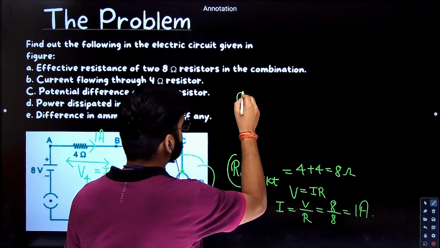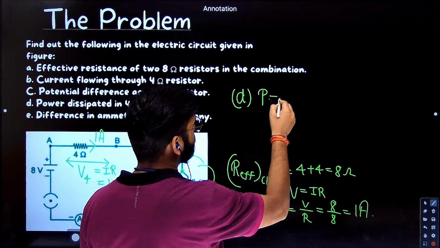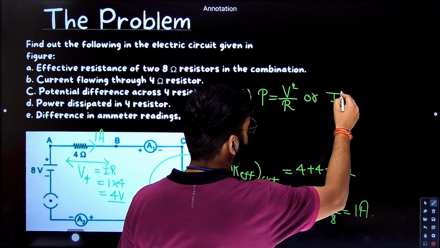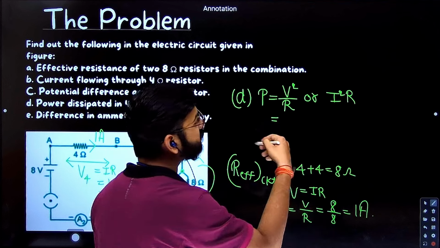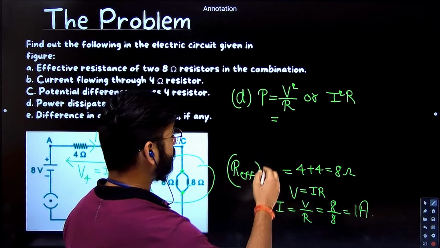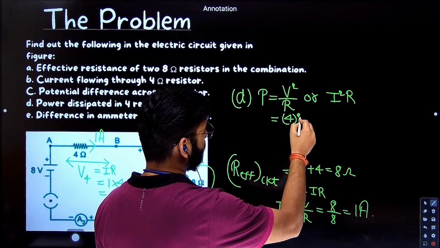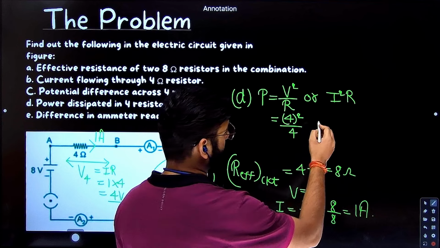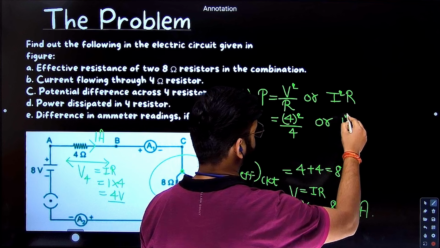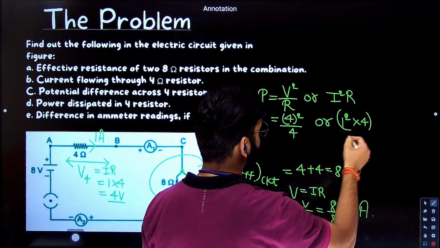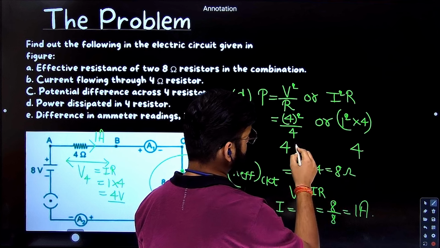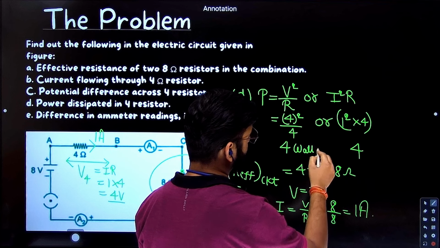So D part, power dissipated. You can use any formula in this because V and I both are known. So V square by R or I square R. So V square by R if I use. V is 4. So 4 square by 4, or I is 1, so 1 square into 4. If you see, in both the cases, 16 by 4 is 4, and this also 4. So the answer is 4 watts.